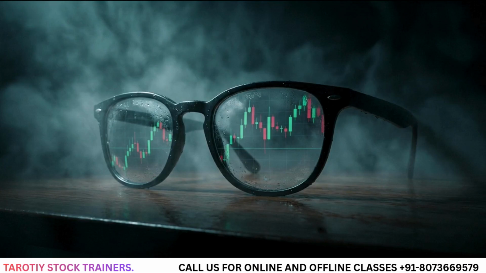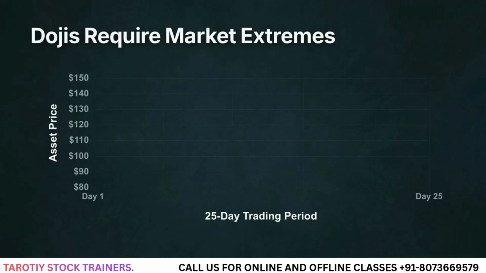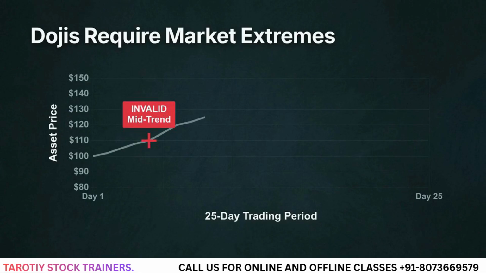Identifying this moment of stillness allows a trader to spot where the current momentum is stalling, potentially signaling a shift in the trend. You cannot just hunt for shapes. On this chart, a doji forms mid-trend. Here, the signal is invalid. To function, it must form at an extreme.